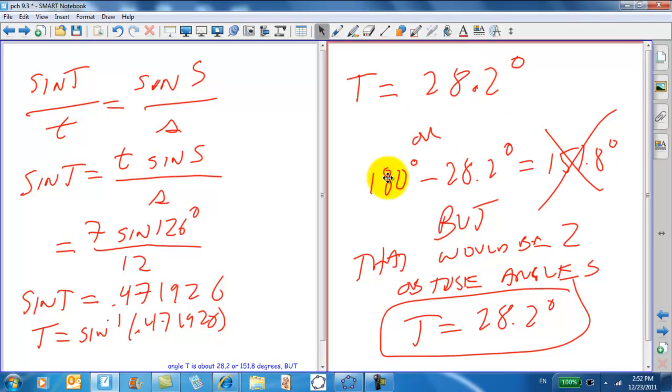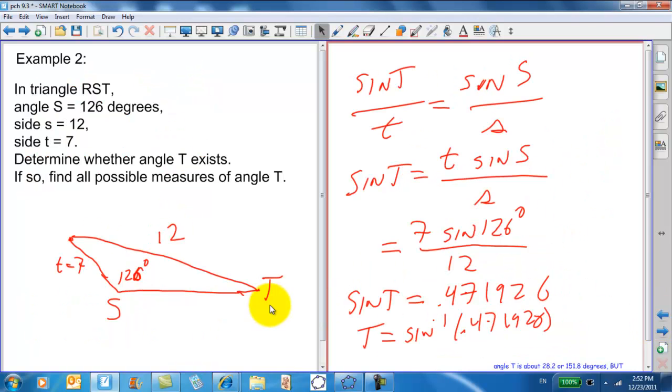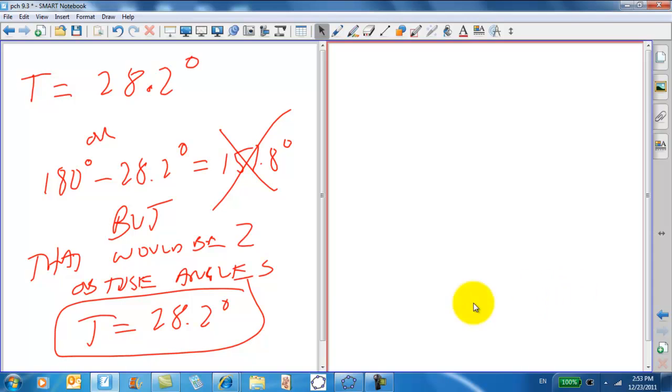I consider the supplementary angle, because whenever you use law of sines to find an unknown angle, you should be conscious of the fact that you might get a second answer. Thing is, though, in this case, if I take the supplementary answer of 151.8, that would be 2 obtuse angles. So I throw that one out, and I just keep the one case of 28.2. And we can see that in our picture: if I have one obtuse angle here, there's no way that this angle T is going to be obtuse. Okay.